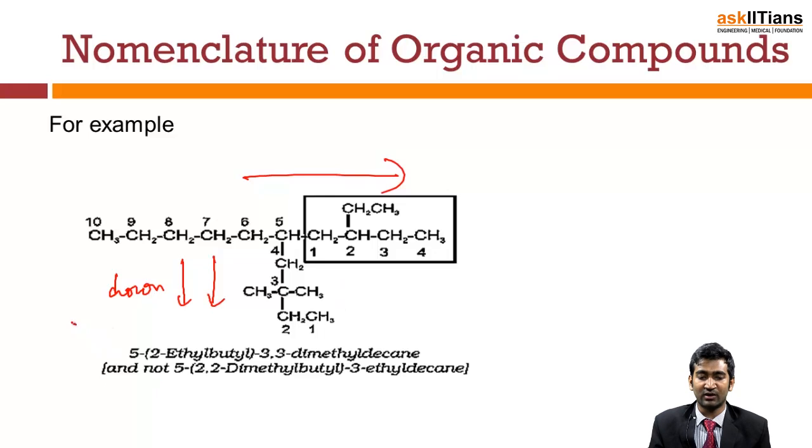So what is the naming of this? At the 5th position you have 2-ethylbutyl, and at 3 you have 2 methyl groups attached. So 3,3-dimethyl decane. That's how we name it.